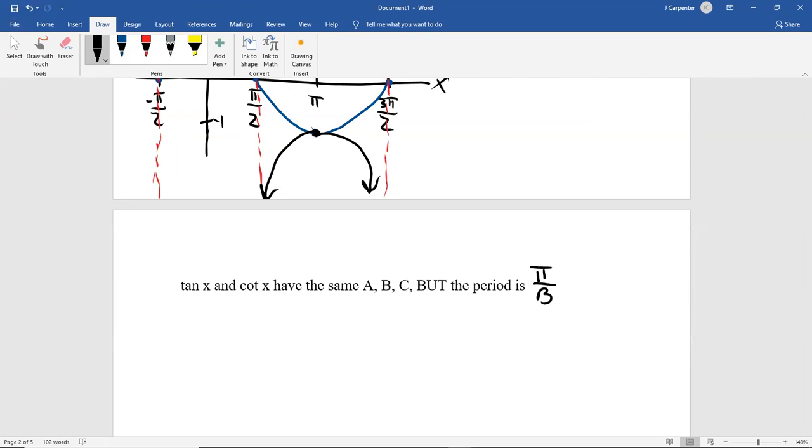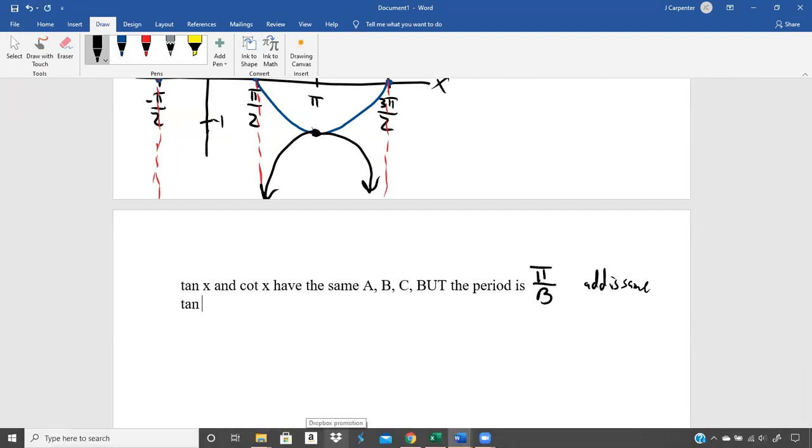The adding stuff is the same, because you take the period and divide it by 4. So that's the same idea. Because the A's and B's and C's are the same, the phase shift is the same. It's just the period that has a small effect. All right, tangent and cotangent also have vertical asymptotes.